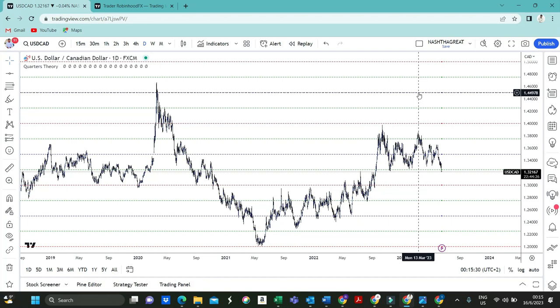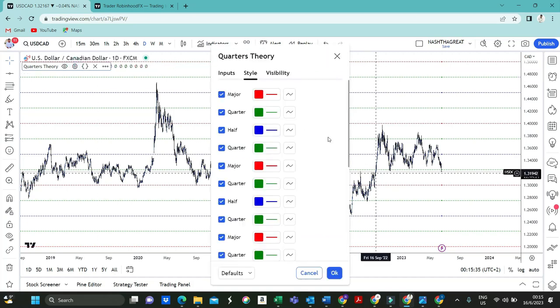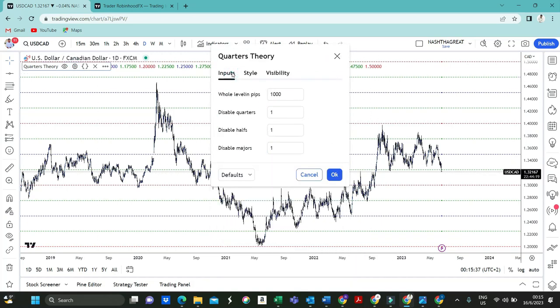Before I close, let me just show you a few settings that you actually have to put on this indicator. If you come on settings, on inputs, right? These are for quarters, these are for halves, these are for the majors. Majors, they're the round numbers. Then whole level in pips, right?